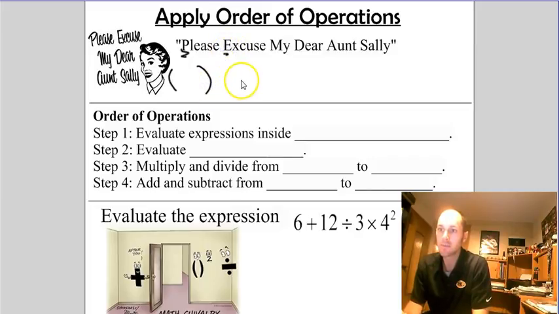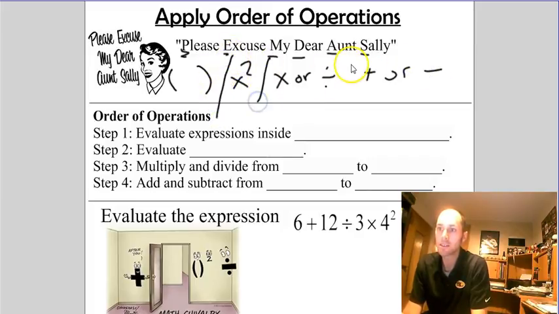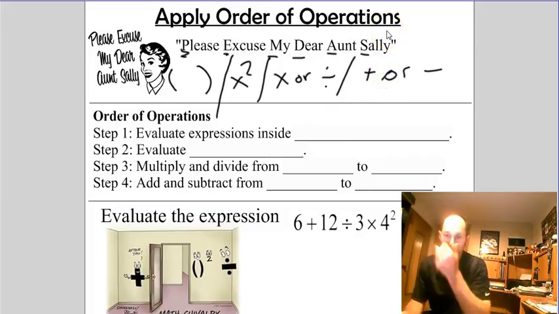Excuse starts with E, that stands for exponents that we just talked about. My dear, M and D stand for multiply or divide. And the AS for Aunt Sally stand for add or subtract. So we've really got 4 levels that we work through when we're simplifying an expression in order to know which operation to do first. So as we see there, we evaluate inside the parentheses.